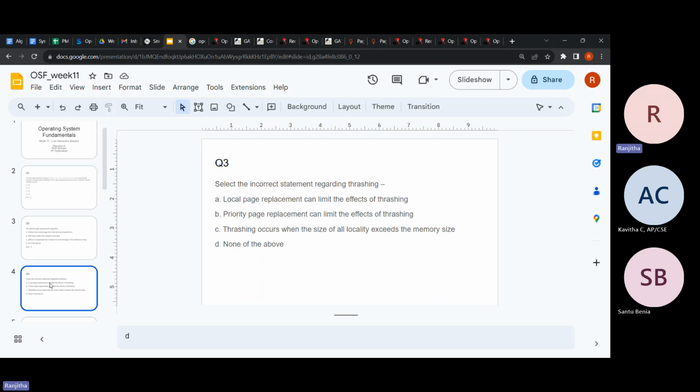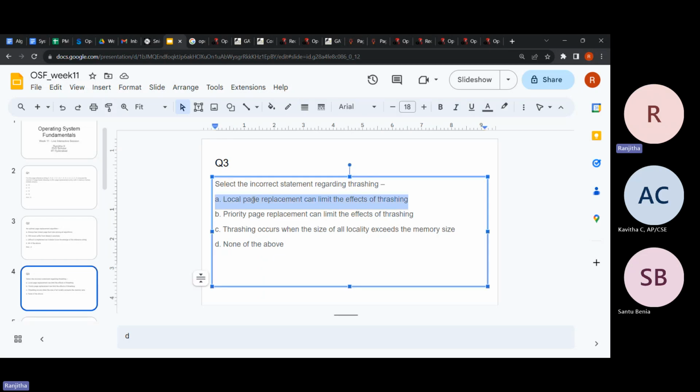So select the incorrect statement regarding thrashing. Local page replacement can limit the effects of thrashing. The next is priority page replacement can limit the effects of thrashing. Yes. Then thrashing occurs when the size of all localities exceeds the memory size. Yes. And none of the above. So all these are actually true. Priority page replacement and local page replacement actually limit the effects of thrashing. And thrashing occurs when the overall size of locality exceeds the memory size.